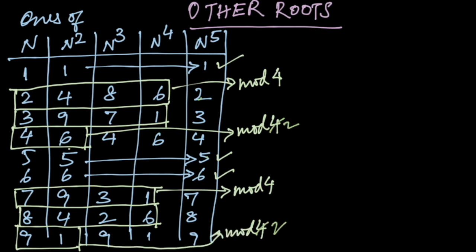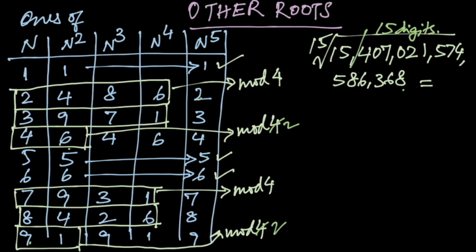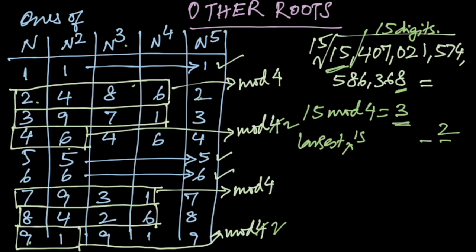So how do we use this? Let's do an example and find out. Suppose we have to find the 15th root of this number. For the 15th root we will take 15 digits from the right and split. This number is ending with 8. 15 mod 4 is 3, so it means the number will end with 2. The ones digit of the answer will be 2. Now the remaining number is 15. So we have to find the largest number whose power 15 is less than 15, so that number is 1. So the answer is 12.